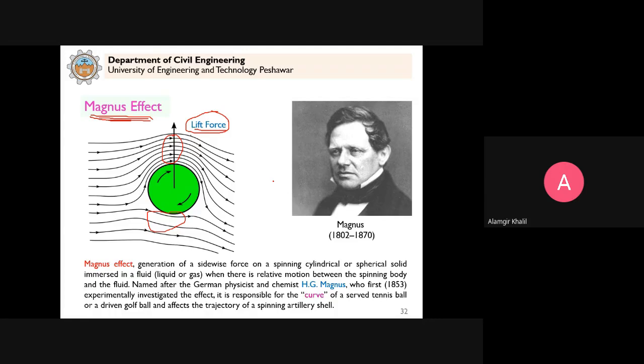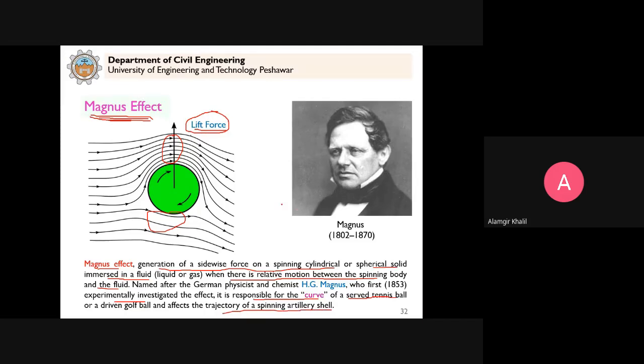Clear? So this Magnus effect is the generation of a sidewise force on a spinning cylindrical or spherical solid immersed in a fluid when there is relative motion between the spinning body and the fluid. It means that if a body is rotating in a moving fluid, a force will be generated on it that is known as the Magnus effect. And this Magnus effect explains the curved path that is followed by a tennis ball or driven golf ball and the trajectory or spinning of an artillery shell.